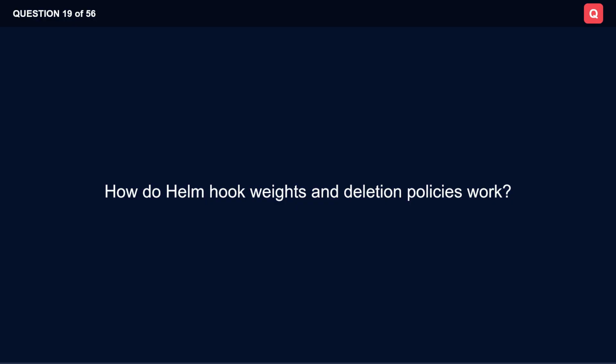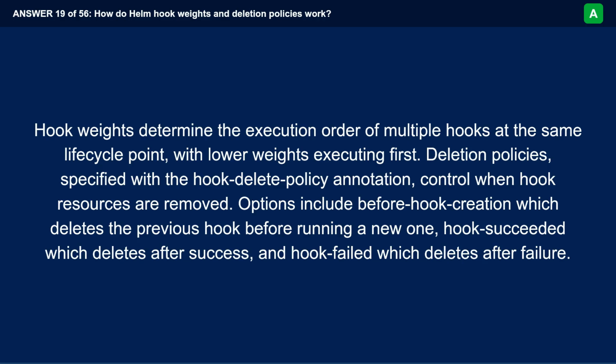How do Helm hook weights and deletion policies work? Hook weights determine the execution order of multiple hooks at the same lifecycle point, with lower weights executing first. Deletion policies, specified with the hook-delete-policy annotation, control when hook resources are removed. Options include before-hook-creation, which deletes the previous hook before running a new one, hook-succeeded, which deletes after success, and hook-failed, which deletes after failure.